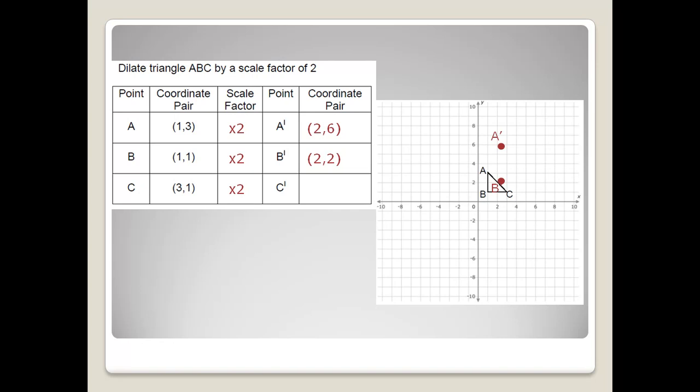Plot our point. C is 3, 1, so that's going to be 6, 2 once you multiply it by 2. Plot our point and connect them. So that's how you do a scale factor of 2 from our smaller triangle to our larger triangle. You see with a whole number, we went from smaller to larger.